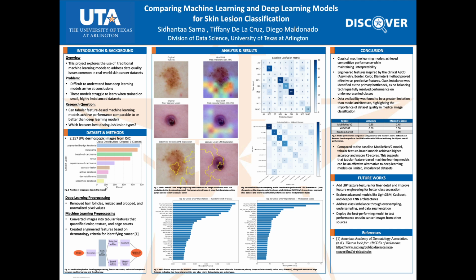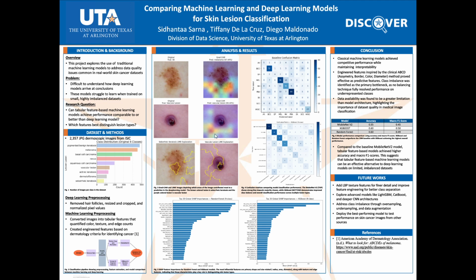less than 100. For pre-processing on the deep learning side, we removed hair follicles, resized and recropped, and normalized the pixel values. As for the machine learning side, we also removed hair follicles. In addition to that, we converted the images into tabular features based off of color, texture, edge counts, and also added engineered features based on dermatology criteria, such as asymmetry, border, color, and diameter. Down here is a general workflow of our project, from removing hairs to splitting the data to resizing, recropping, and feature engineering, and then training and making final predictions.